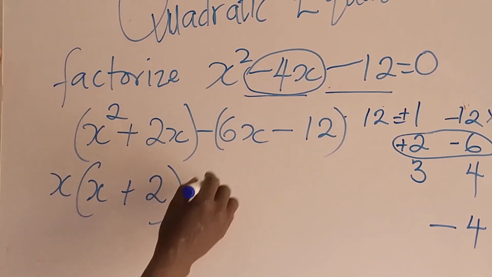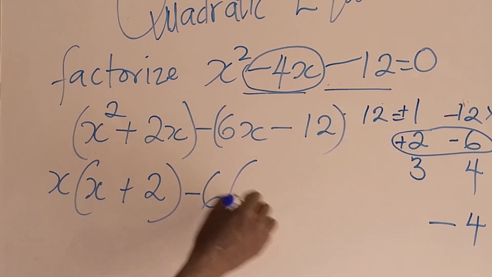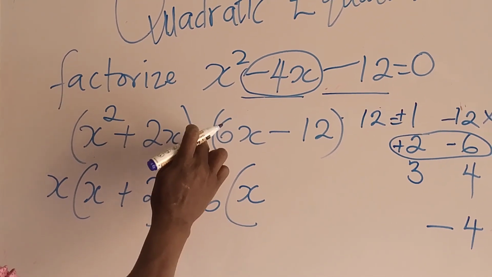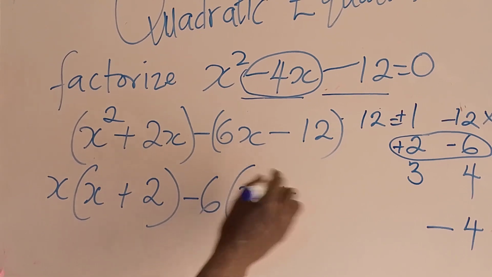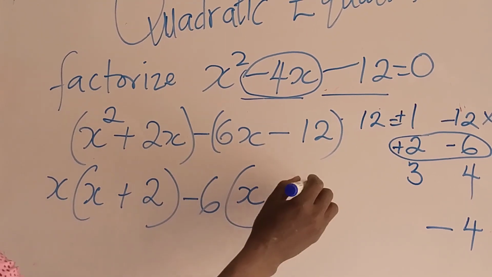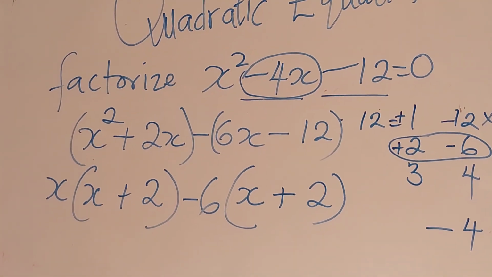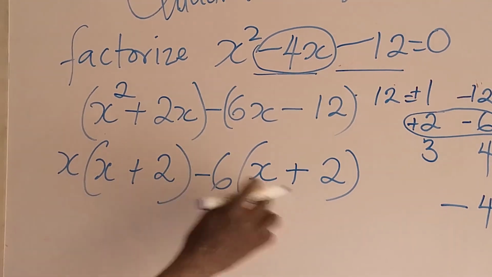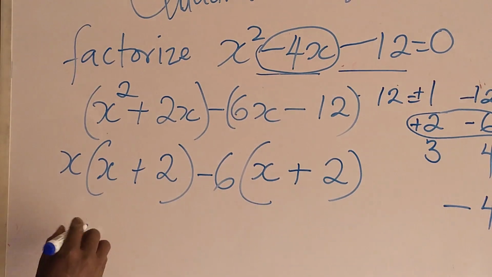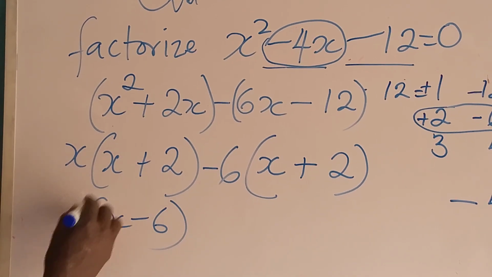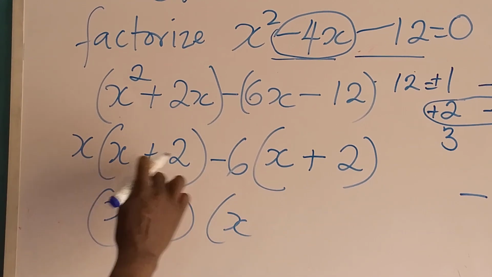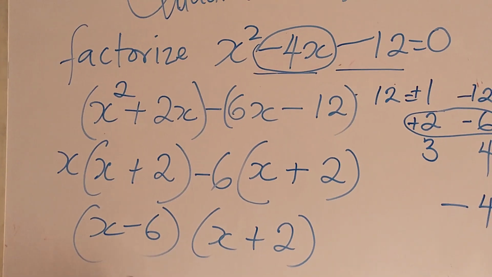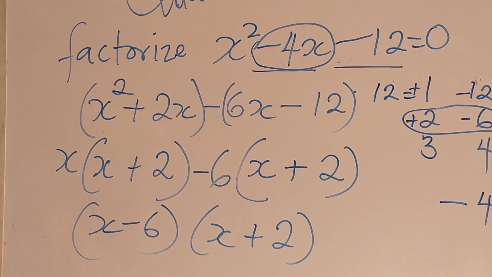What's the common factor here? 6. So what do you have here? If you remove minus 6 here, you are left with x. Negative, negative, you have positive. 12 divided by 6, you have 2. Looking at this equation now, you can see that these two brackets are the same. So you bring this and this together, x minus 6, and you pick the other one out, x plus 2. You have succeeded in factorizing the equation.